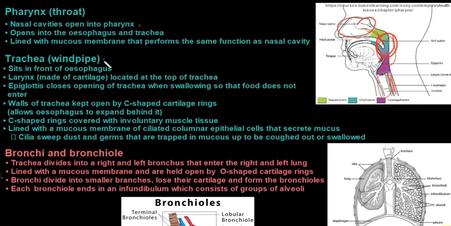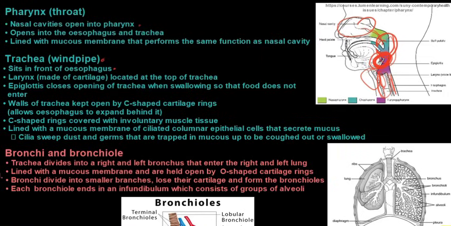And then the trachea or the windpipe, so this one sits in front of the esophagus, and then the larynx, which is made up of cartilage, is located at the top of the trachea. So the larynx holds your, let's call it your voice box, that enables you to speak. And then the epiglottis, I think I've drawn over it. So the epiglottis is this portion over there. I'm going to encircle it quite largely. So the epiglottis is like a little flap.